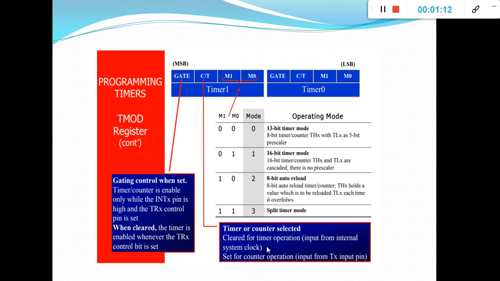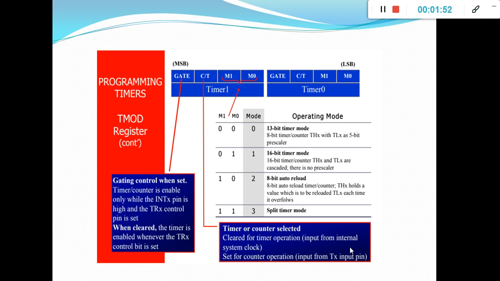So prior to the timer start, you are giving an internal system clock. Using that internal system clock, the timer is going to be started, and whatever values you load in TH and TL, it will start counting from there. So the input for the timer operation is from the internal system clock. The same thing, when you are using it for counter operation, the input is given from the Tx input pin. There is a Tx pin on the 8051. From that Tx pin the input is given, and that time it starts event counting.